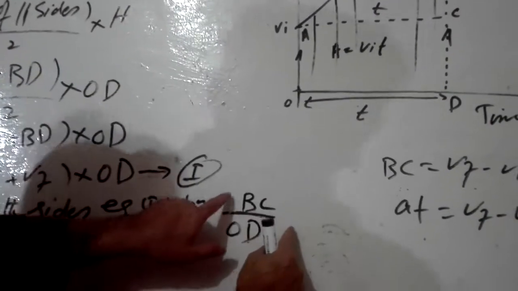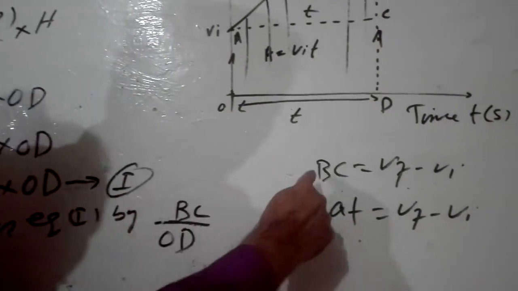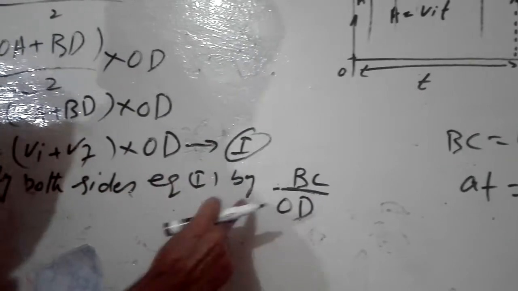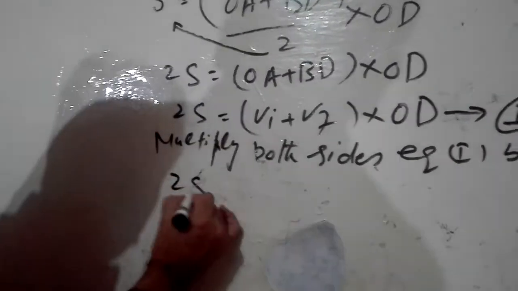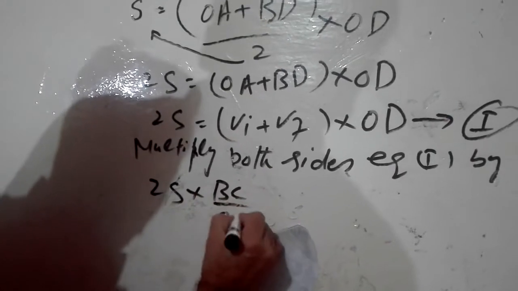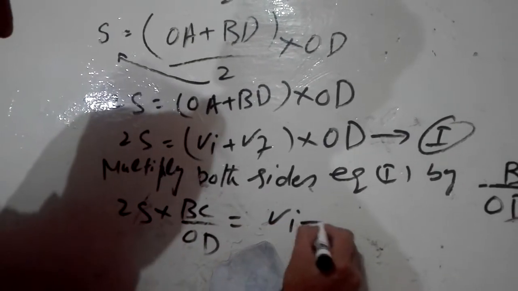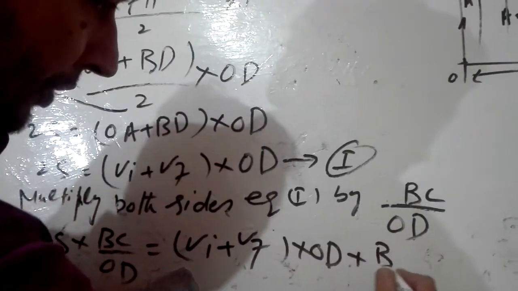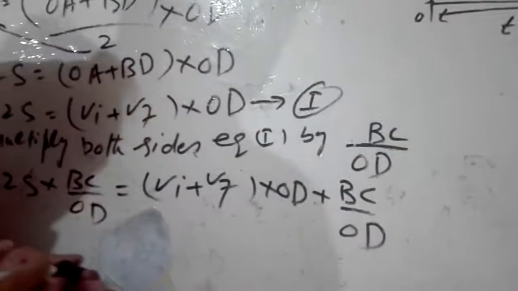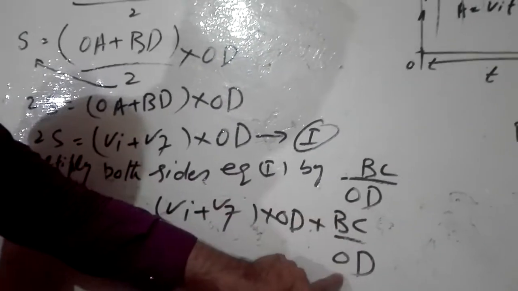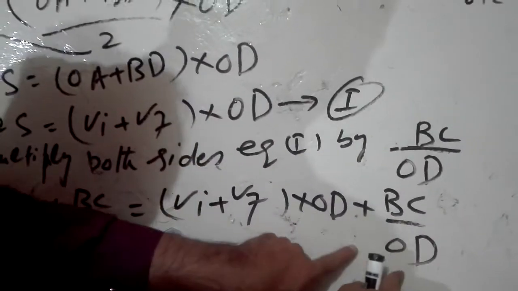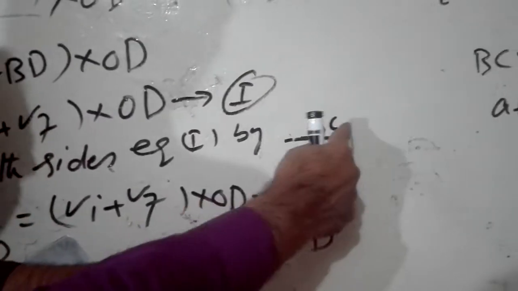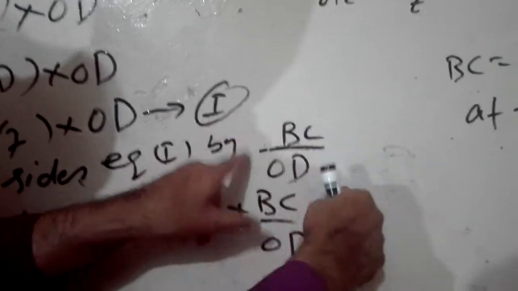Okay. So we have to multiply by this factor. If you notice, the BC value is equal to AT. Now multiply both sides of this equation by BC over OD. 2S into BC over OD equals (VI plus VF) into OD into BC over OD. So why have I multiplied by BC over OD? Because OD will be cancelled with this OD. OD is basically the time. So I have to eliminate this time. That's why I have to multiply with this fraction BC over OD.